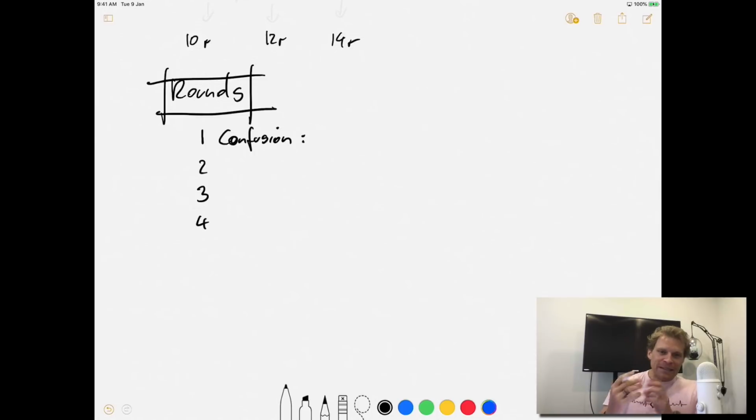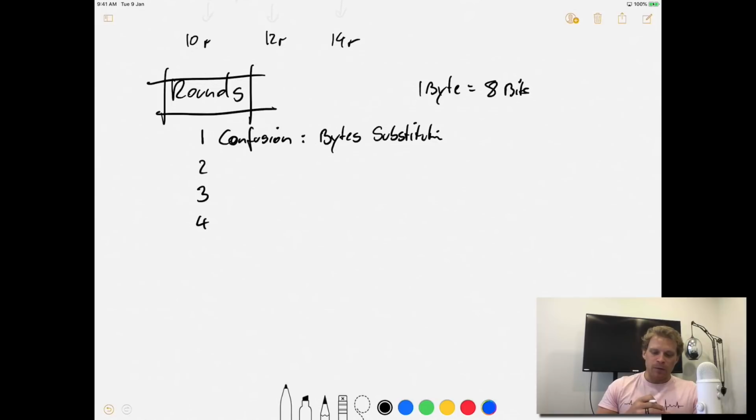Confusion basically means you just substitute the bytes. One byte is 8 bits, and you're substituting that depending on your key. You need to know the key, it's always the same thing. The key has to be known. This is a very important thing. Confusion, remember this word, it's going to be relevant. So they get substituted based on the key, and this is the first step in this algorithm.